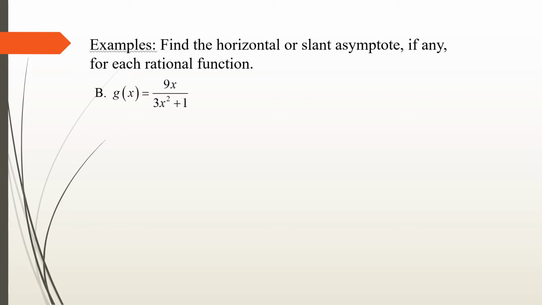On example B, we're going to find the horizontal and slant asymptotes for g of x, and our n, which is the degree of the numerator, is 1. So if we don't have a number there, it's considered to be 1. And the degree of the denominator is 2. So n is less than m, and when it's less than m, the horizontal asymptote is always y equals 0.